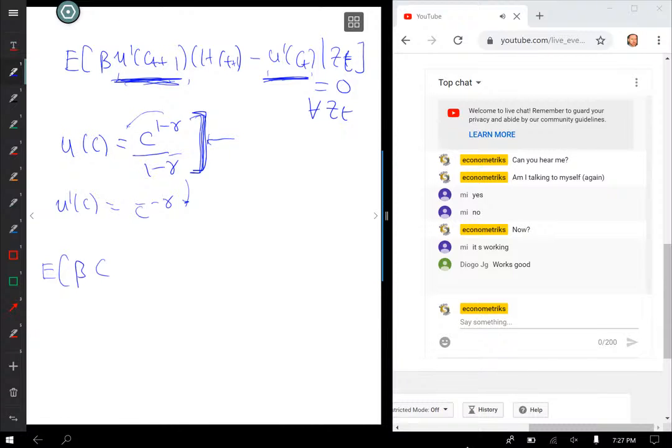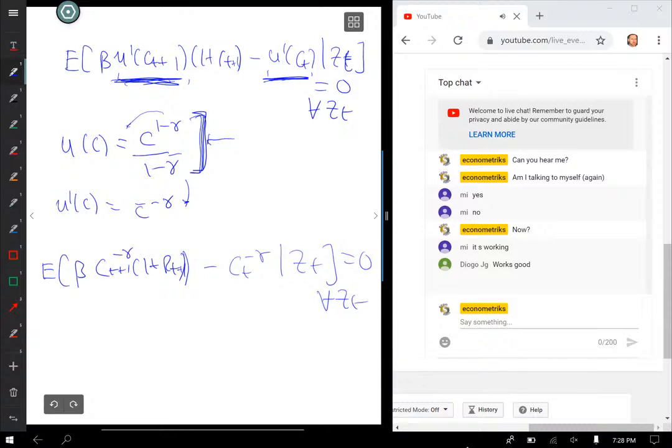So again, that's another strong assumption, but if we assume this, then we're going to get beta times ct plus 1 to the minus gamma times (1 plus rt plus 1) minus ct to the minus gamma, given zt equals naught for all zt. So now, if we've got data on consumption and interest rates, we can then measure this for any gamma and beta. So now we parameterize this as a function of beta and gamma. So these are the model parameters.